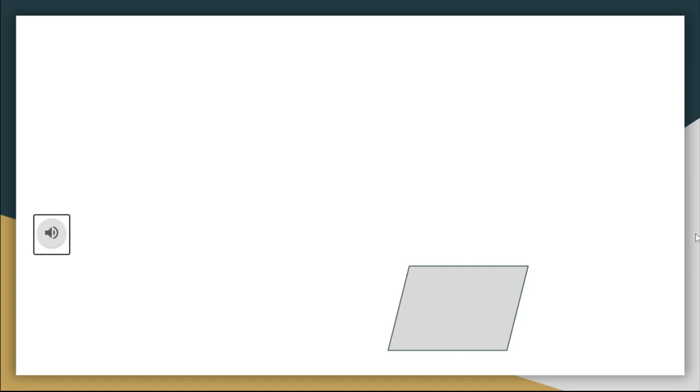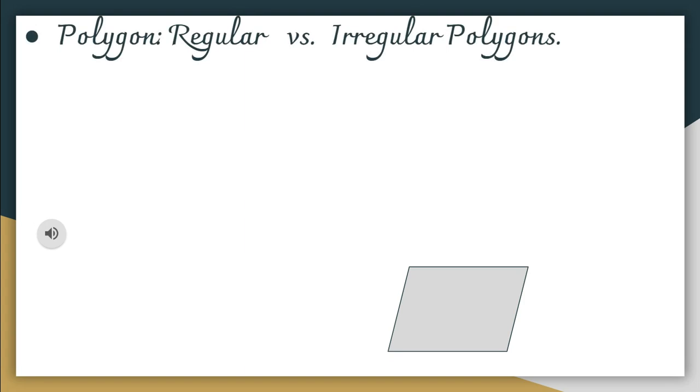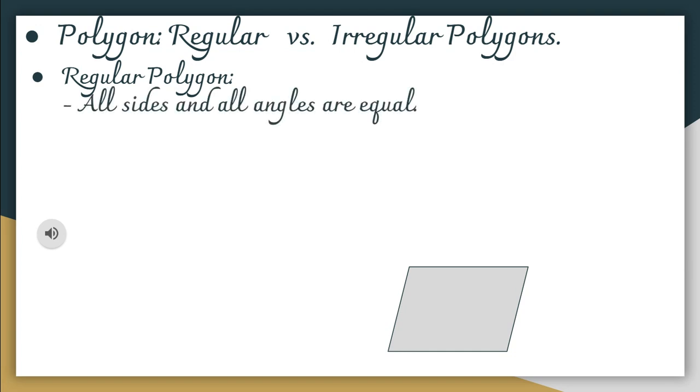Now let us discuss various categories of polygon. Polygons can be regular or irregular. The first one is the regular polygon. A regular polygon has all sides and all angles equal. The definition of a regular polygon will become easier when we take examples. Here we have to ensure that all the sides and all the angles are equal. So let us look at some examples.